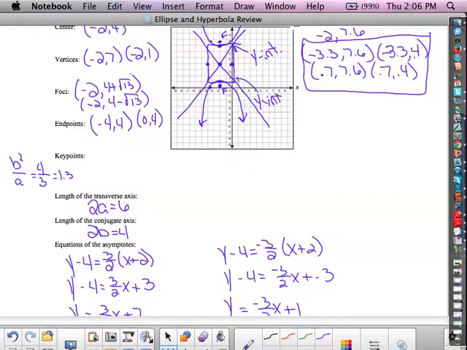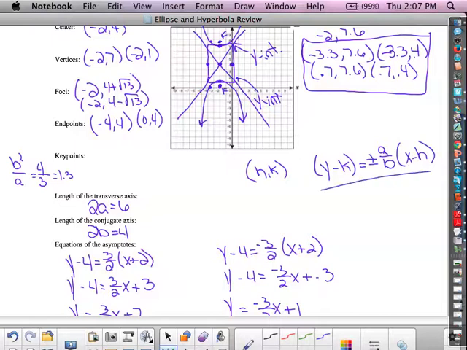Right there. And this has a decreasing slope, so it's negative. The other has an increasing slope, so it's positive. So again, you're taking the center, h, k, and you're substituting it in. Y minus k is equal to plus or minus a over b, or b over a, depending on which way it opens. In this case, it was a over b times x minus h. From that, you get the equation of the asymptote.